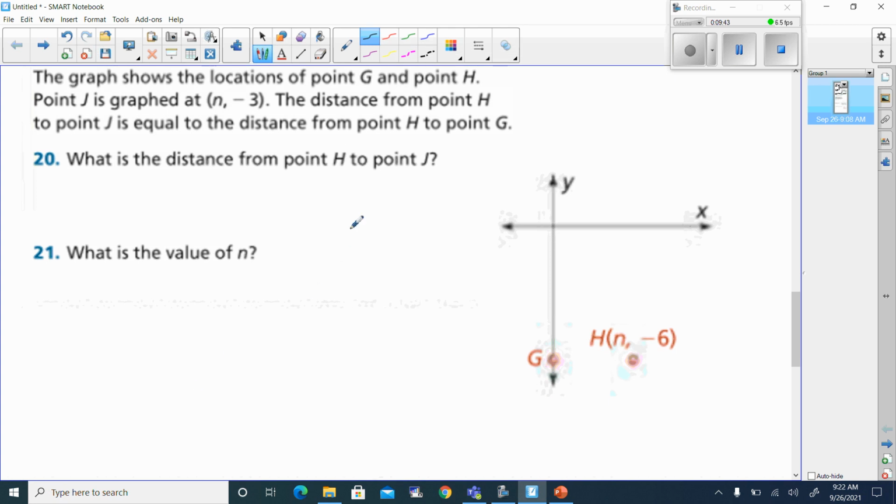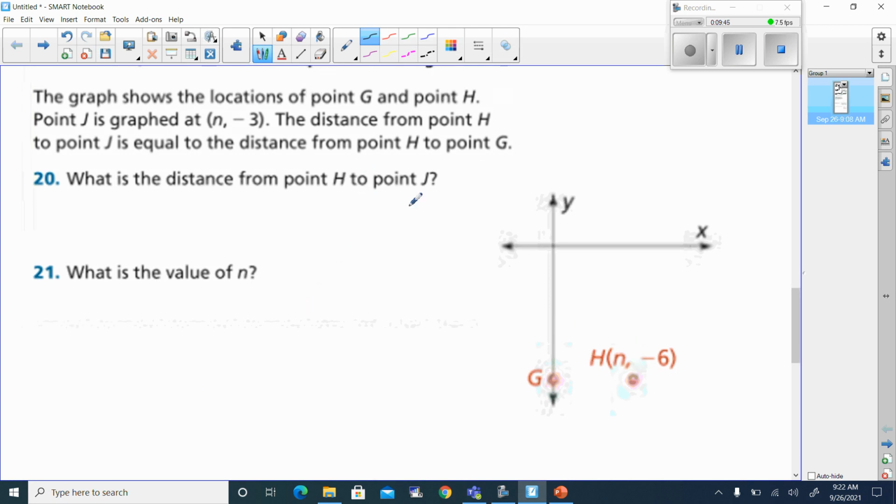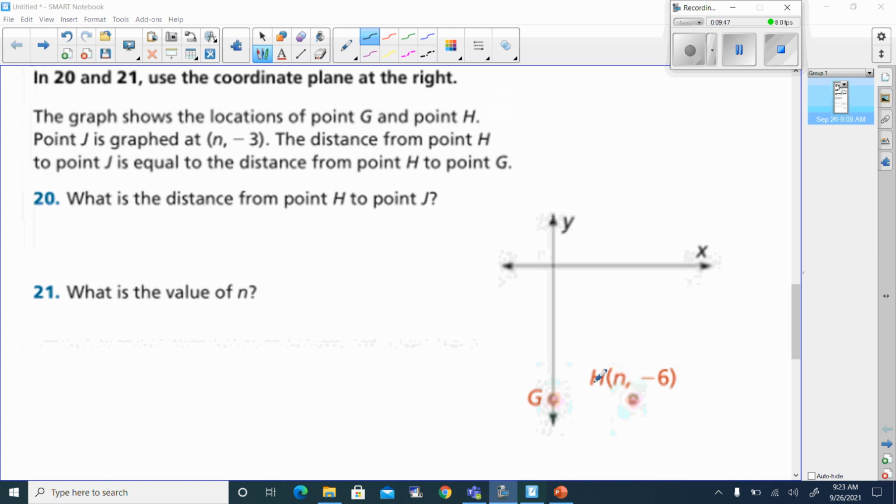What is the distance from H to J? H to J. Now this would be a difficult question to answer if all I had was the information shown here, but let's read on. It says in 20 and 21, use the coordinate plane at the right, but it also says the graph shows the locations of point G and H. Point J is graphed at n, -3. You see, without knowing where point J was, that would have been a hard question to answer if I didn't know that J is graphed at n, -3.